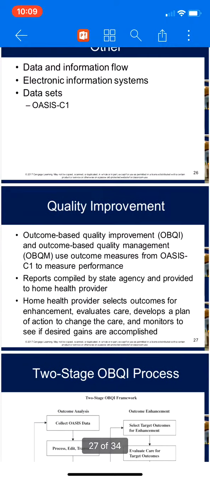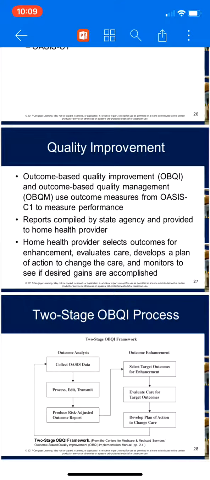All right, moving on to quality improvement. Outcome measures are the heart of outcome-based quality improvement and outcome-based quality management. These are systematic approaches that home health agencies use to continuously manage and improve the quality of care they provide. Home health agencies are able to access reports on outcomes for their patients through their state agency and thus compare their results to the national reference.